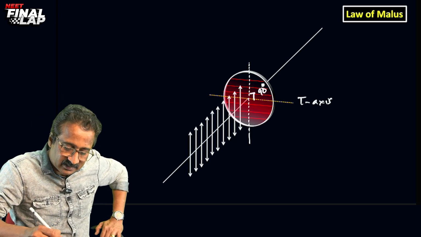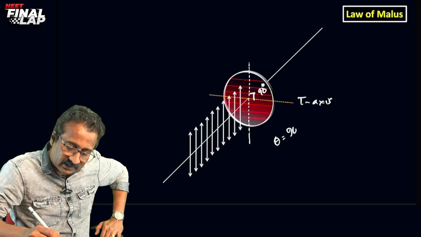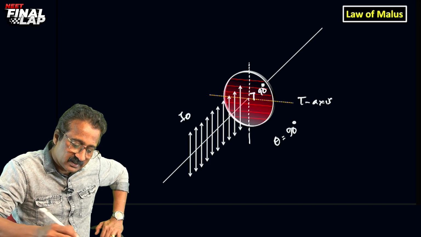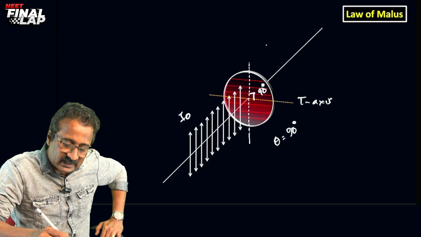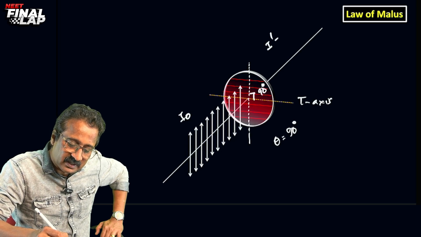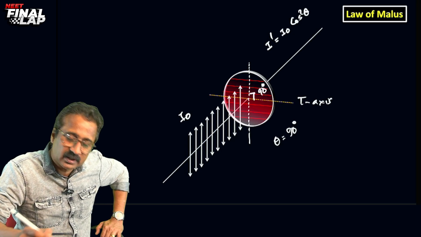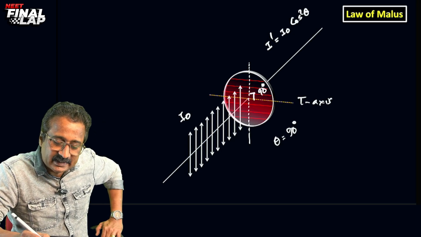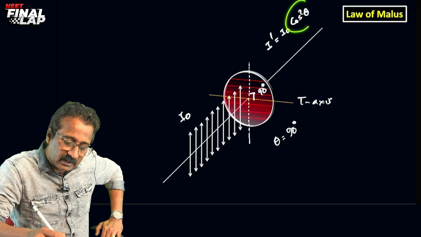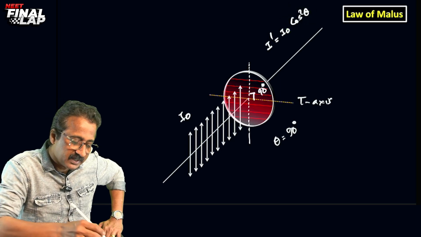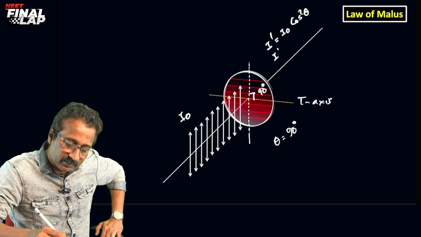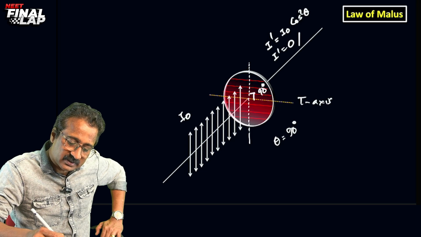In that case, certainly theta is equal to 90 degrees. Let us say I0 is the intensity of incident light. Now on the other side, what is the intensity of transmitted light? The equation is given by I0 into cos squared theta. That is the equation I gave you earlier. Now here theta is 90. Certainly cos 90 will become 0. When cos 90 is 0, the entire intensity also will be 0.